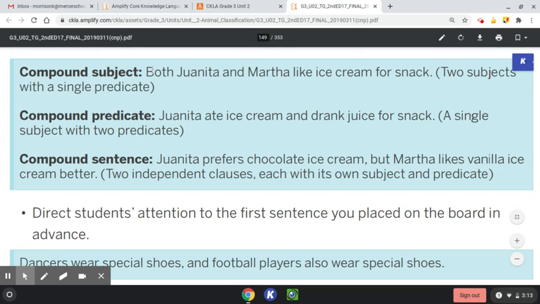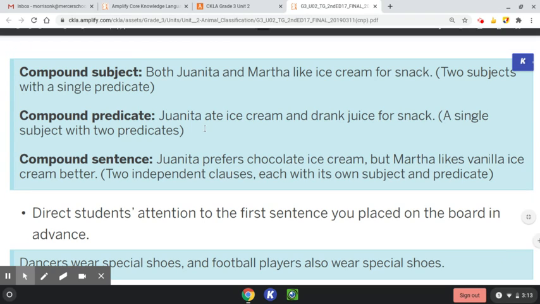So that would not be a compound sentence. I know that's a little bit confusing. It just has two subjects.